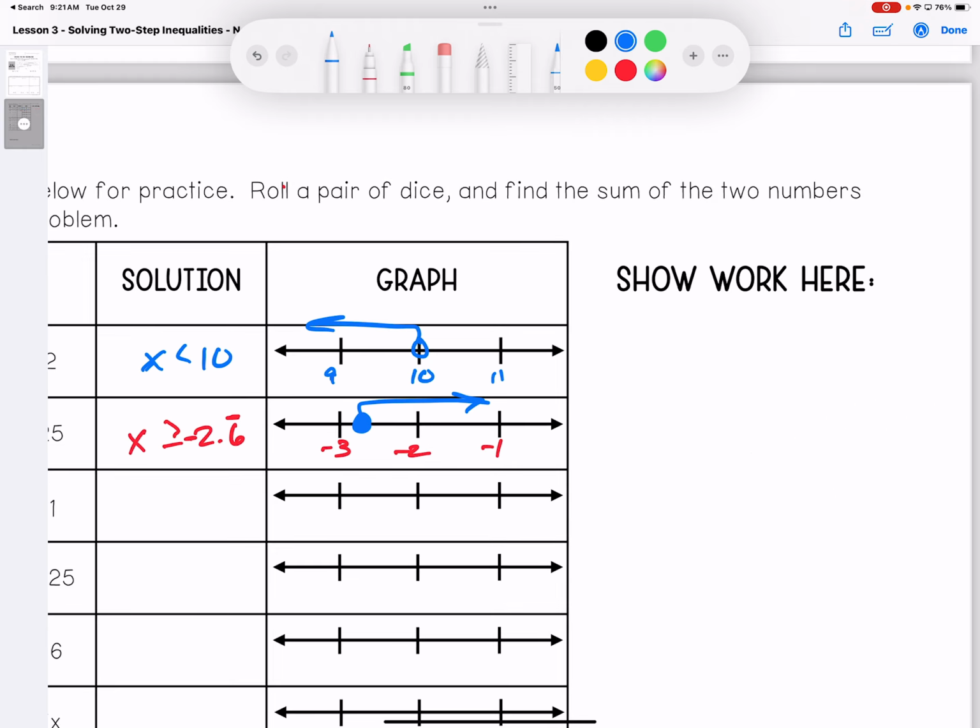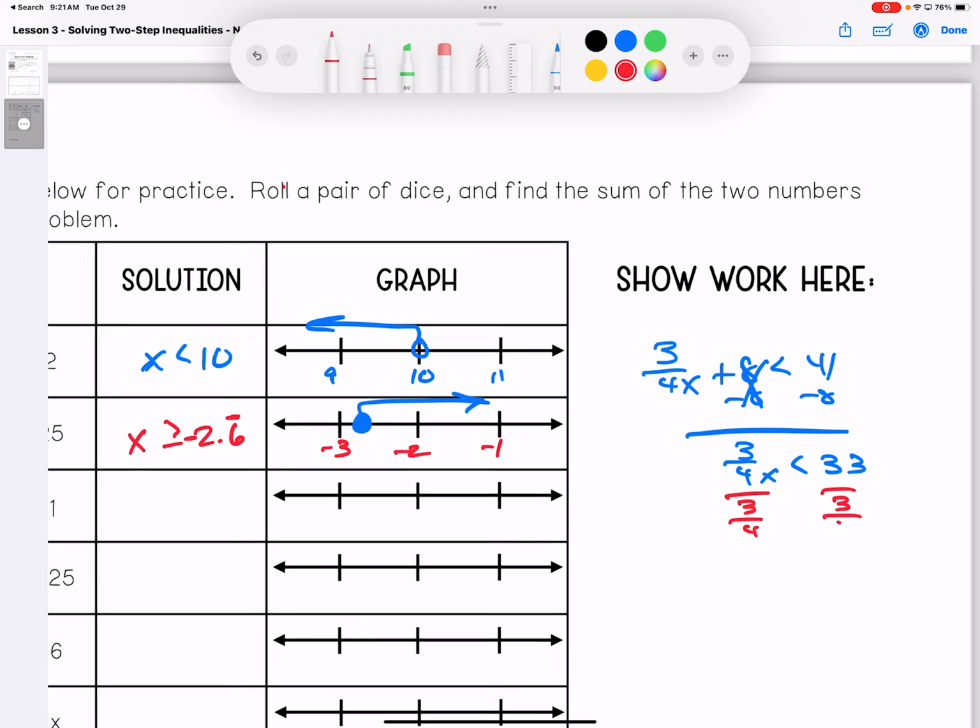Number 3, 3/4 x plus 8 less than 41. I'm going to subtract 8. 3/4 x less than 33. Divide by 3/4. X is going to be less than 44.